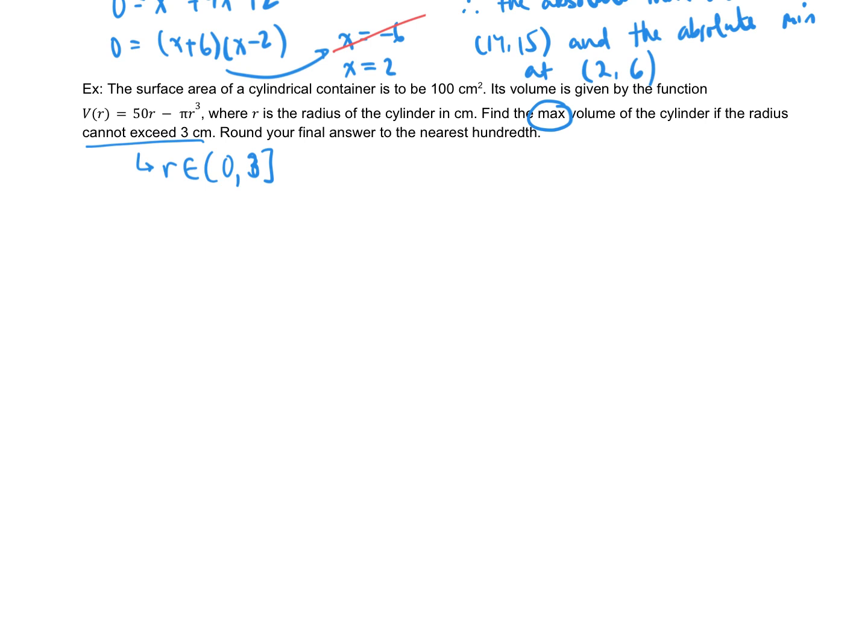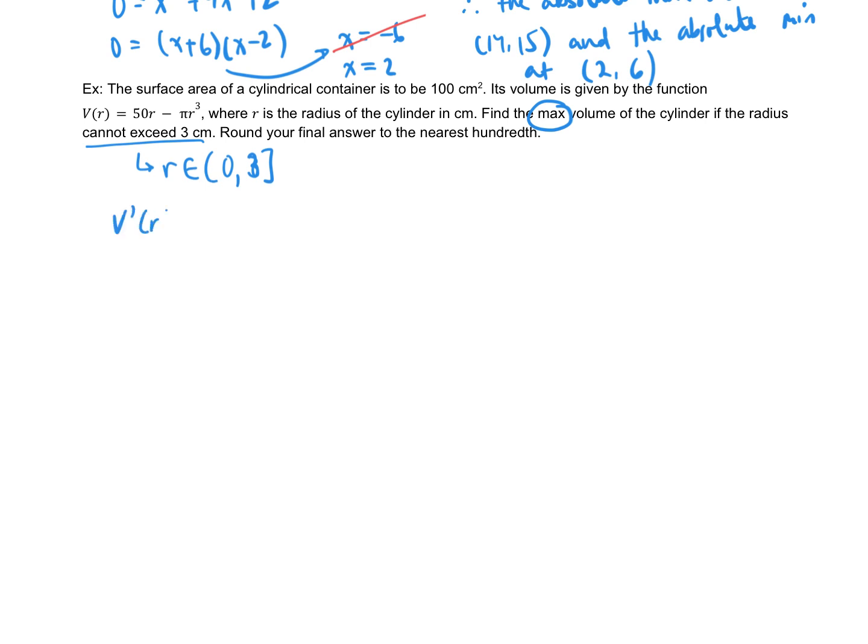So we're also told something about the surface area being 100 centimeters squared. That doesn't affect our work here. That 100 centimeters squared would have been helpful if we weren't given an equation to model the volume, but we were. So we don't really need that 100 centimeters squared. So let's go ahead and find those critical points.